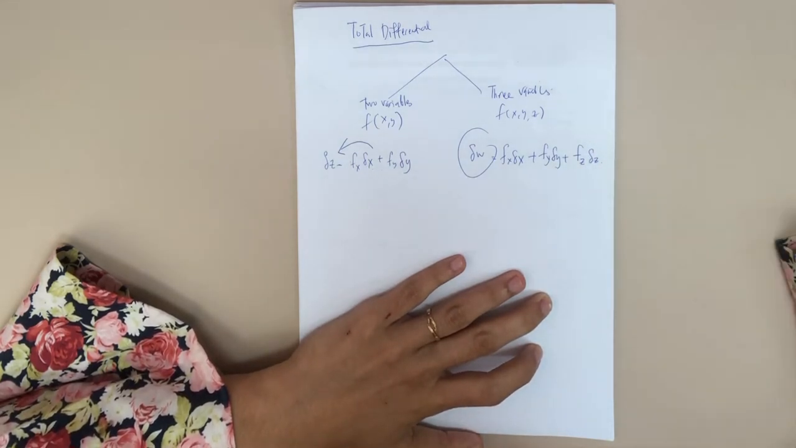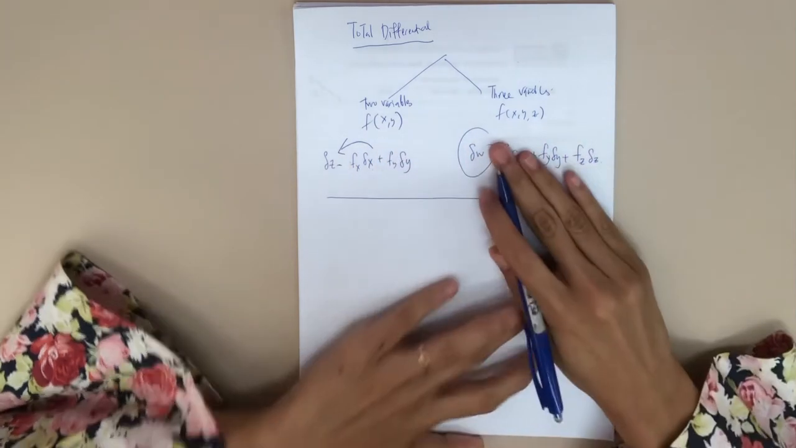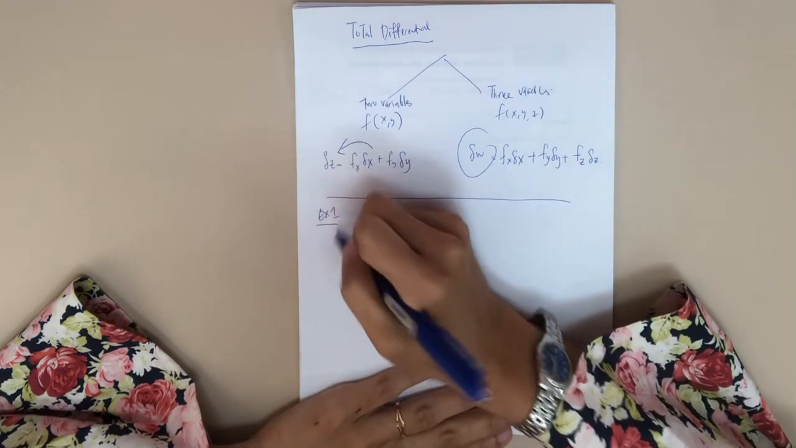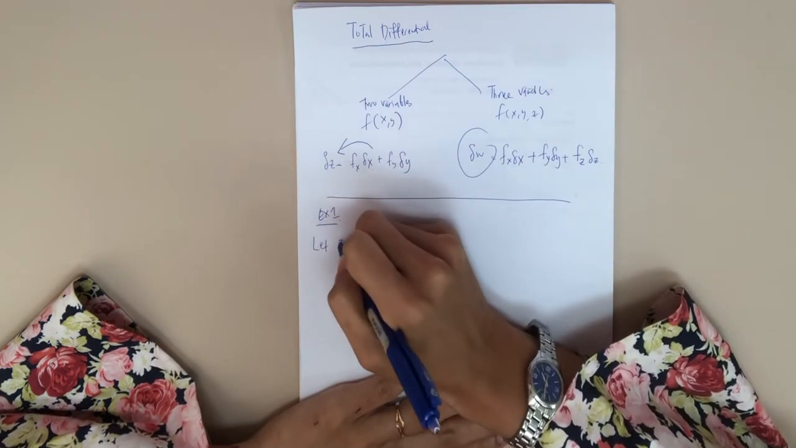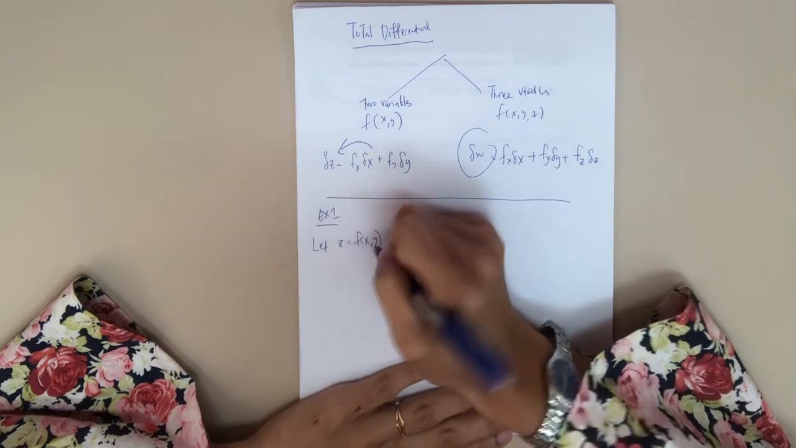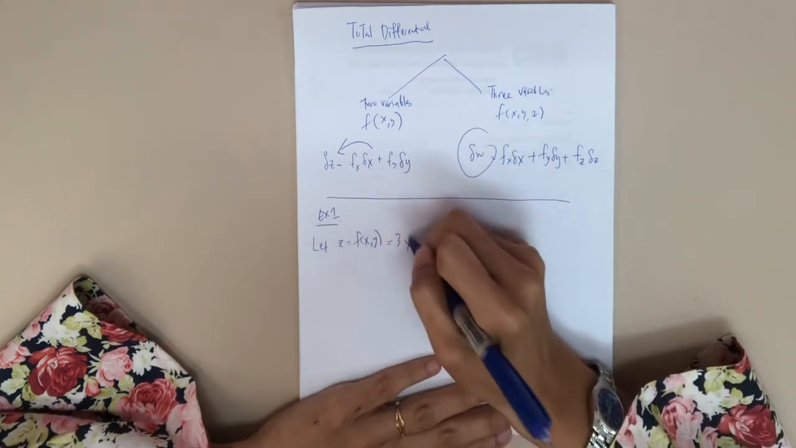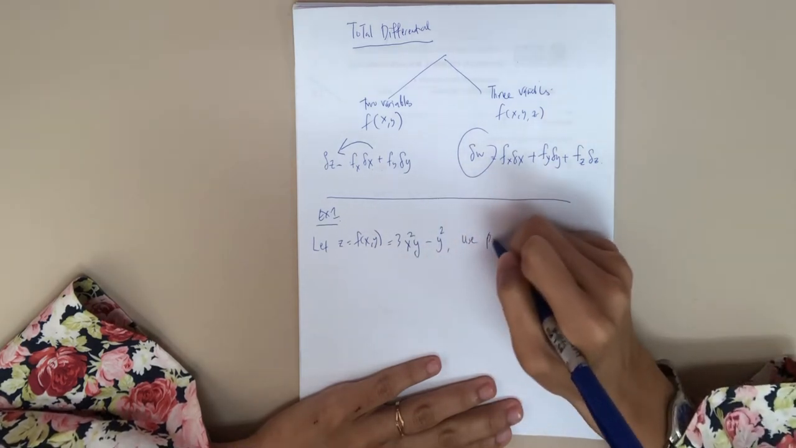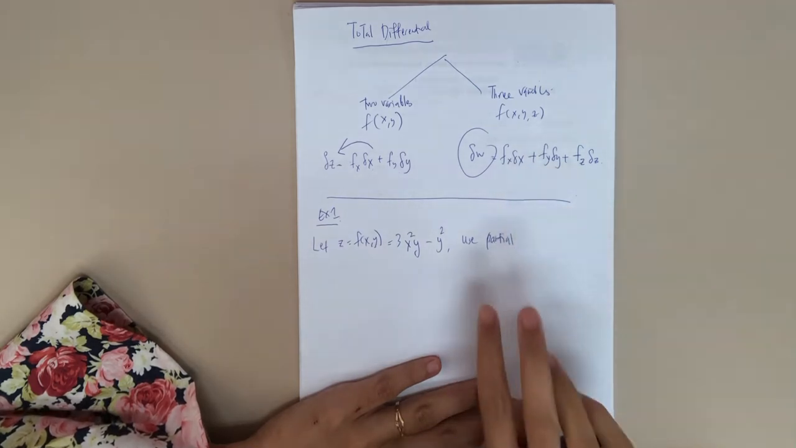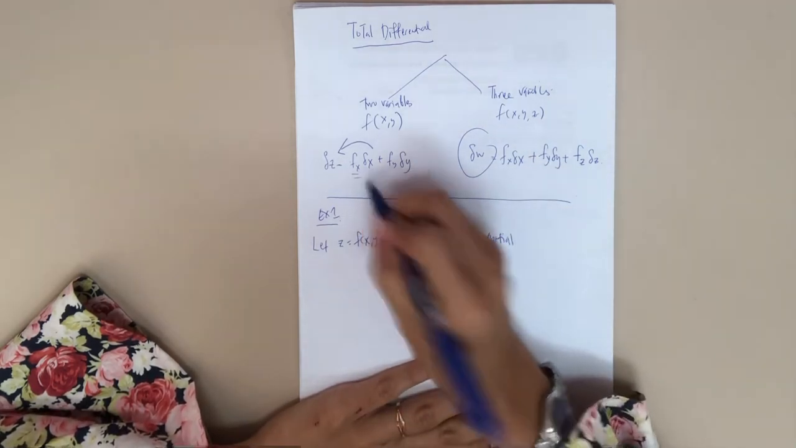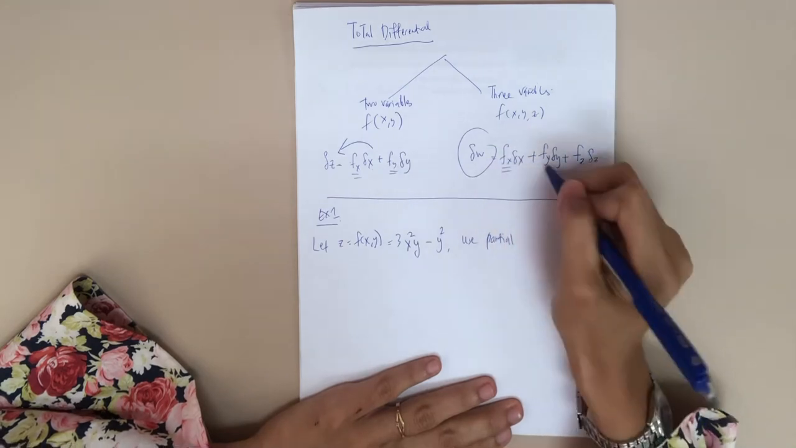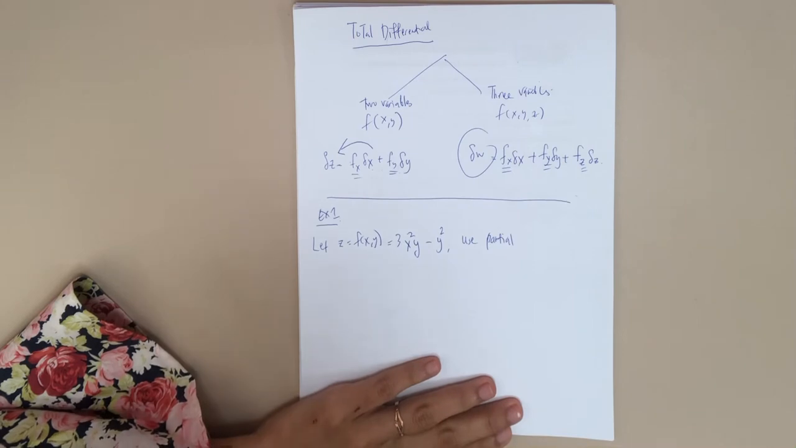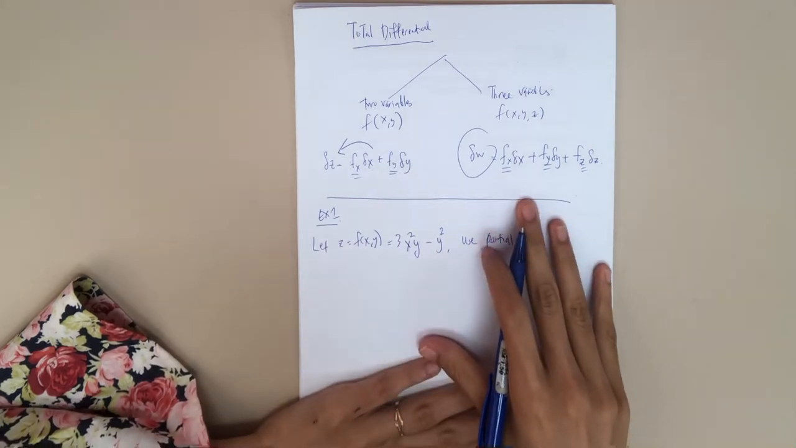Now I will give you an example. Example 1: let z equal f(x,y) equal to 3x squared y minus y squared. We use partial derivatives here because fx, fy, fz are partial derivatives, so you need to learn partial derivatives first, then you can proceed with total differential.